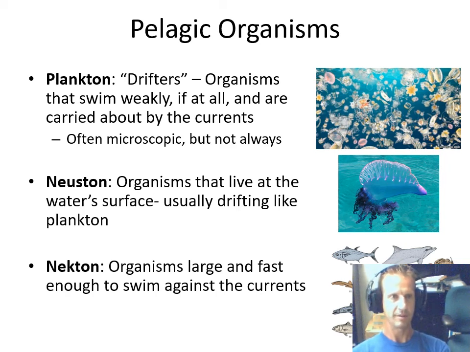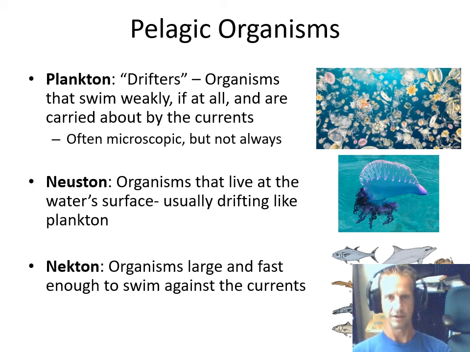Okay, so let's talk about the organisms that live in that zone of the pelagic. We can classify them on their mobility or lack of mobility, and we can classify them in other ways that I'll talk about later. But let's start with this mobility-based classification. So organisms that swim weakly, if at all, and drift at the mercy of the currents are called plankton.